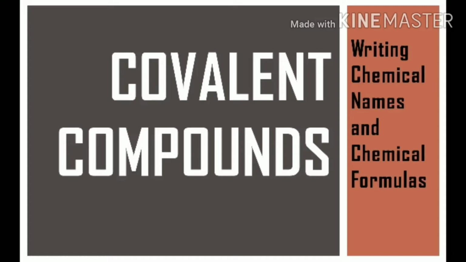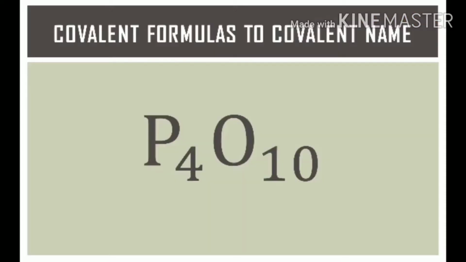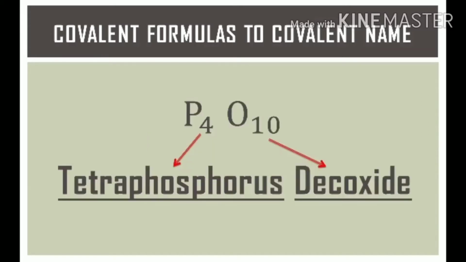So first, let us try answering the first example, which is P4O10, which has two nonmetals, phosphorus and oxygen. As you can see, P has a subscript of 4 and O has a subscript of 10. So the answer will be tetraphosphorus decoxide. But why tetraphosphorus decoxide?